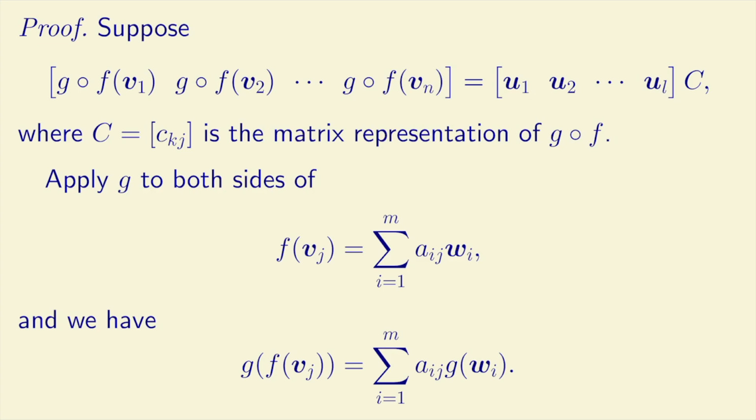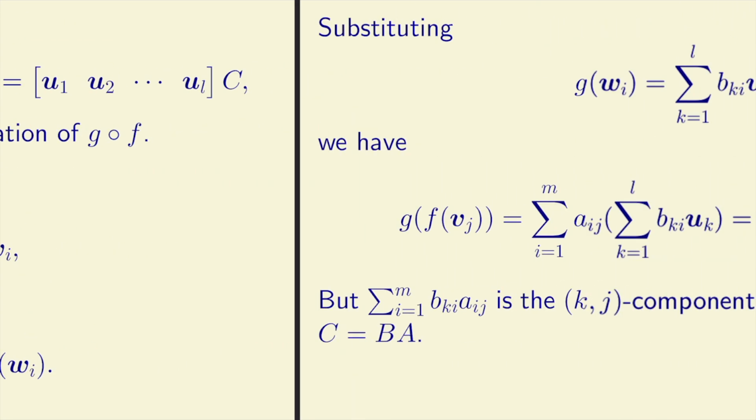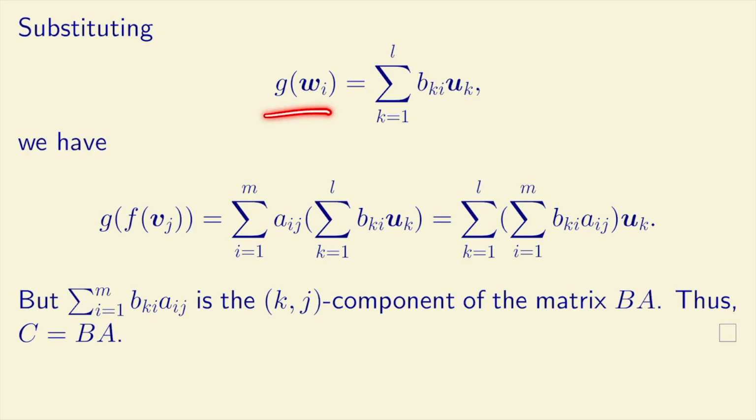Now we substitute in what we know for G of Wi from the definition of B. G of Wi equals the sum from k equals 1 to L of Bki Uk. And finally, we get G of F of Vj equals the sum from k equals 1 to L of the sum from i equals 1 to m of Bki Aij, all times Uk. Oh, I see it now. The term in the parentheses, the sum from i equals 1 to m of Bki Aij, is exactly the definition of matrix multiplication. That's the element in the kth row and jth column of the product BA. So the matrix C is indeed BA. That makes me feel a lot better about the order.